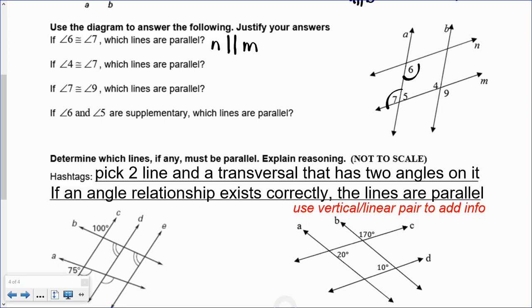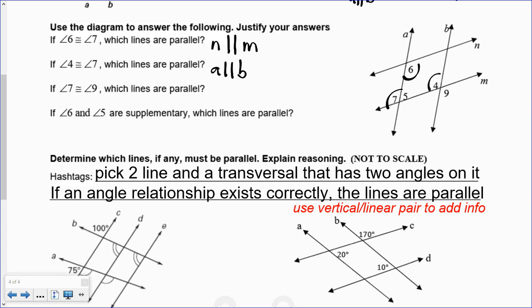Okay, switch to 4 and 7. I know that angle 4 and angle 7 are congruent. Those are corresponding angles, right? What's the transversal that they're both resting on? M. What are the two lines that it's crossing? A and B. So those are the parallel ones. Pretty straightforward. Find the transversal, whatever lines you're crossing with the transversal, those are parallel.